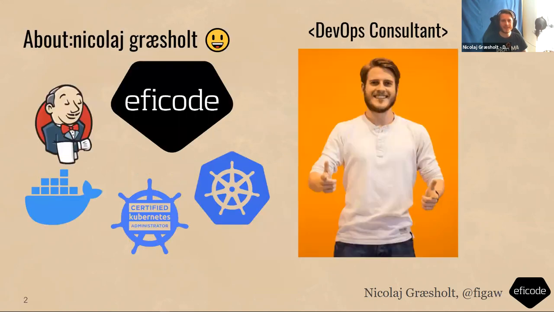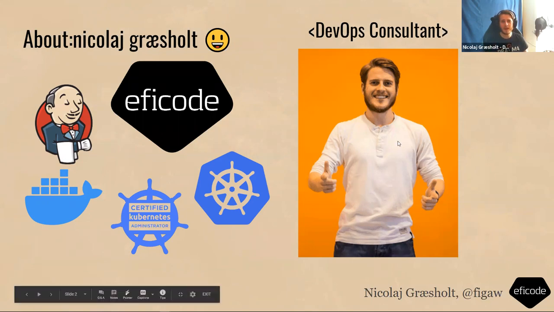My name is Nicolaj Græsholt. I am a DevOps consultant. I work at Eficode. We help organizations with Jenkins, Docker, containers, Kubernetes. I'm a certified Kubernetes administrator as well. And I spend a lot of my spare time just playing around with Kubernetes and Jenkins.